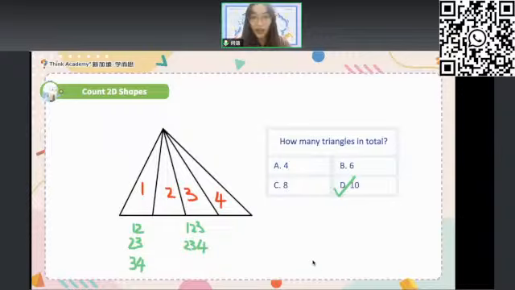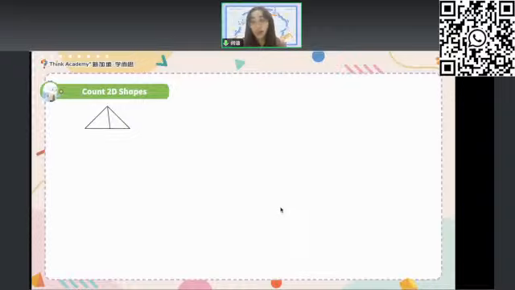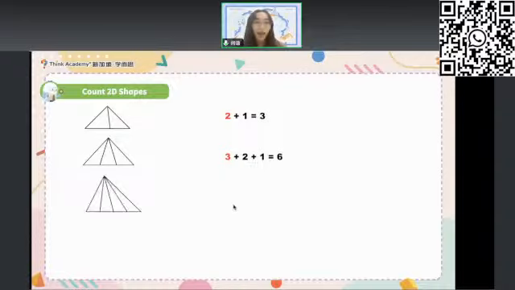So actually, there is a conclusion when it comes to the triangle counting part. So here, let's have a look. For the first one, if there are 2 singular triangles, we start with 2 and then add 1. 2 plus 1, which is 3. And if there are 3 singular triangles, that is 3 plus 2 plus 1. So here altogether, you will get 6. And following this, what about if there are 4 singular triangles? So here, look, we have 4 plus 3 plus 2 plus 1 altogether, that is 10.